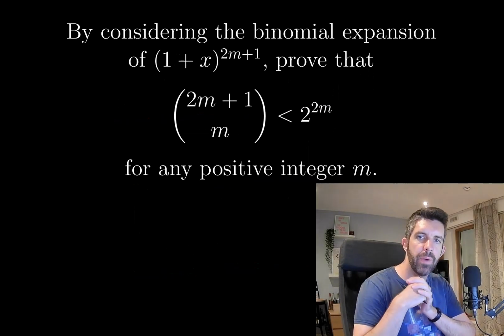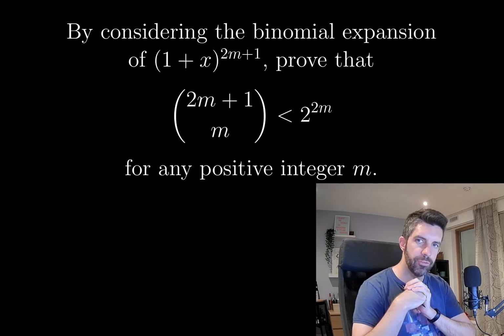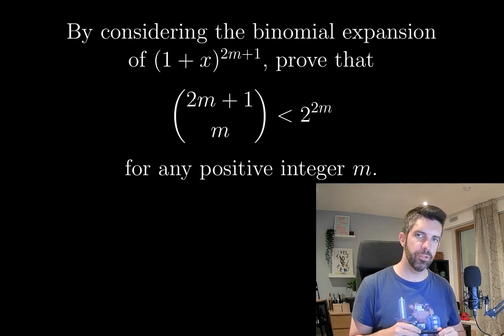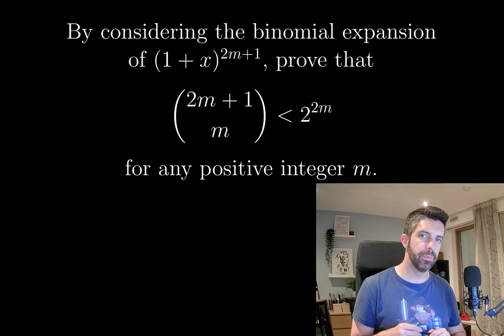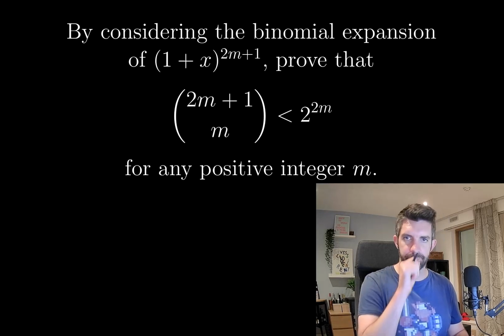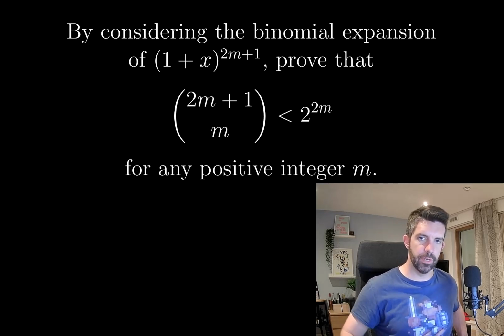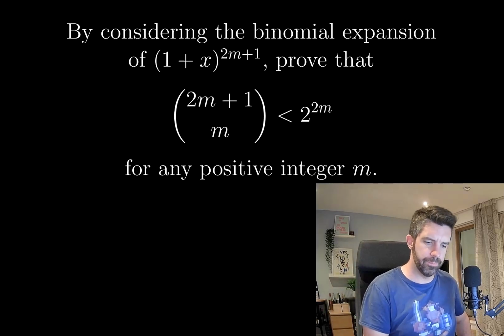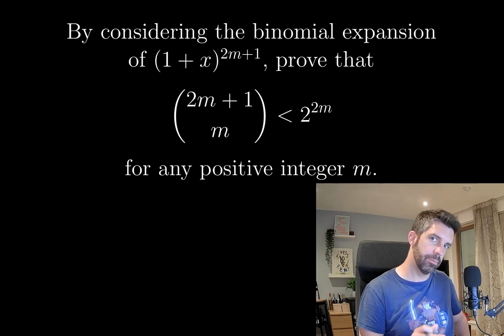By considering the binomial expansion of (1 + x)^(2m+1), prove that (2m+1 choose m) is less than 2^(2m) for any positive integer m. Okay, there is a second part to this question, but I think I'll just focus on the first one for now. So some sort of discrete looking math, combinatorics type thing.